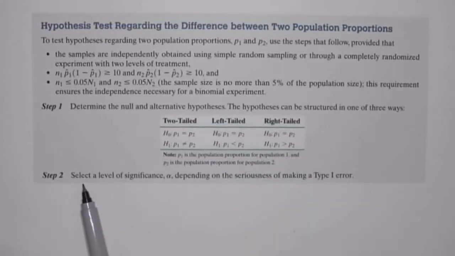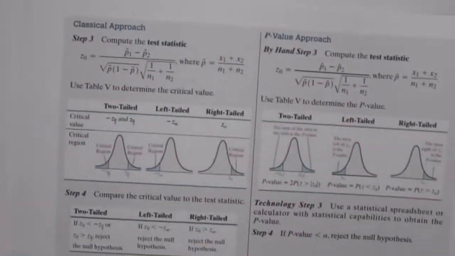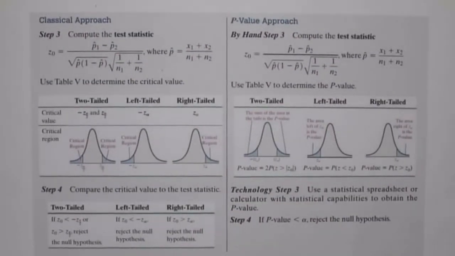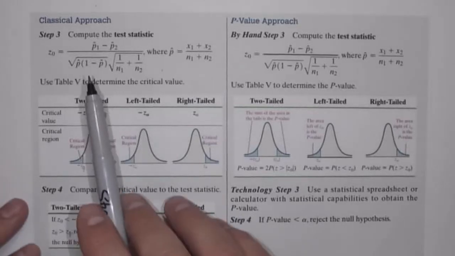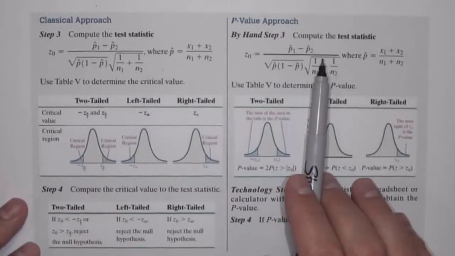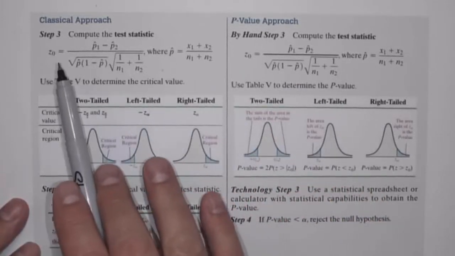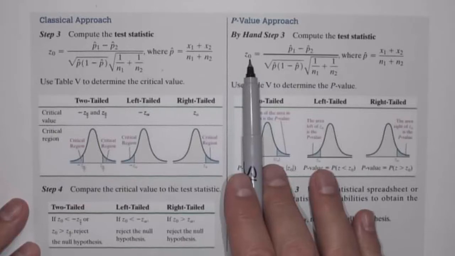Step 2. Select a level of significance alpha depending on the seriousness of making a type 1 error. Step 3. We're now going to have two possibilities. We'll have the classical approach and we'll have the p-value approach. Either way, if we're doing this by hand, we're going to calculate the test statistic.